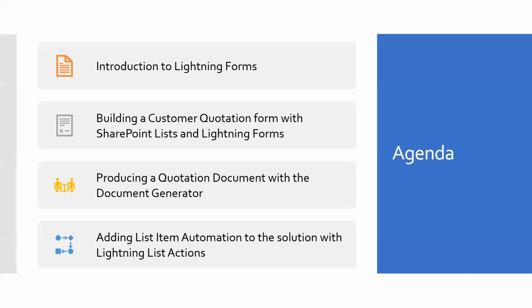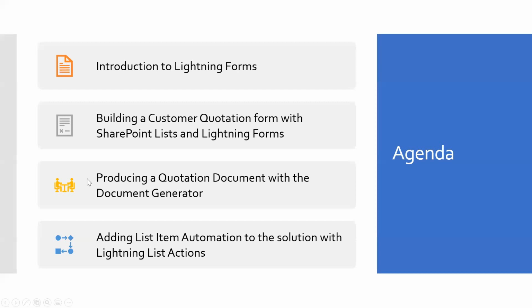Today we're going to create a customer quotation form. So it's going to be made up of several lists, and with it we're going to be able to create a quotation. You can adapt this to your business. It might be services or products that you want to offer. And of course, if you're not going to actually build a customer quotation system, it will show off each of the different features that the Lightning Forms, List Actions, and Document Generator have to offer.